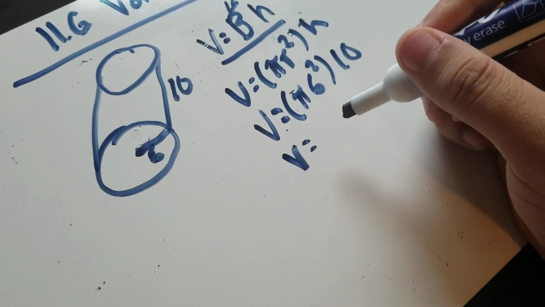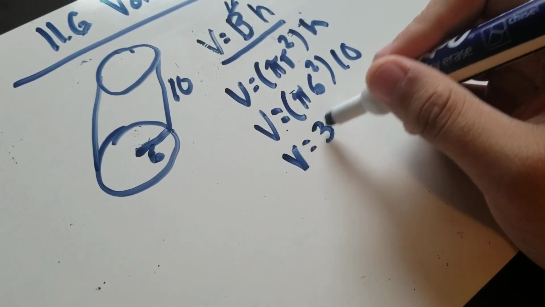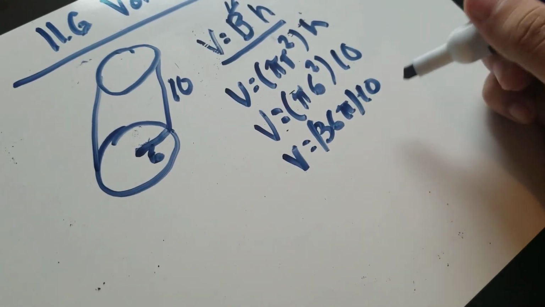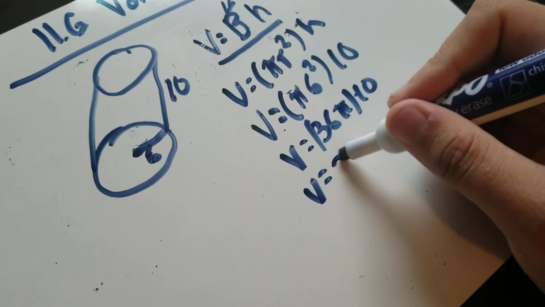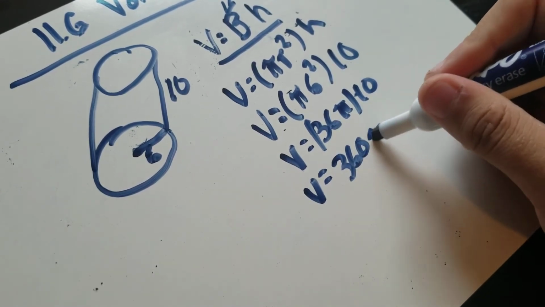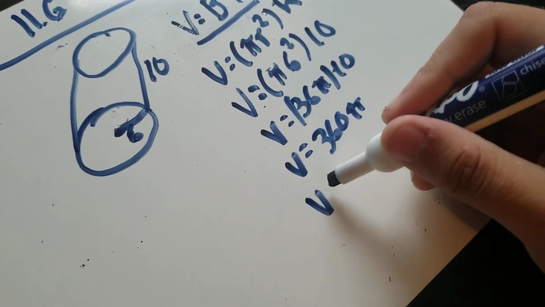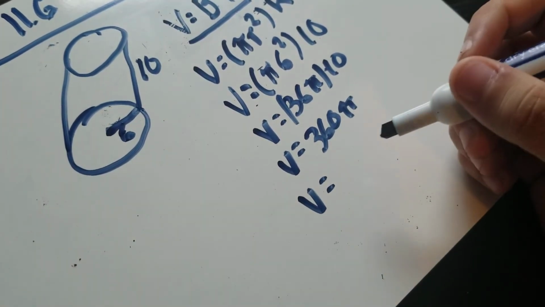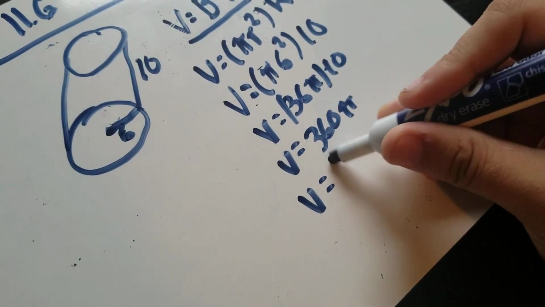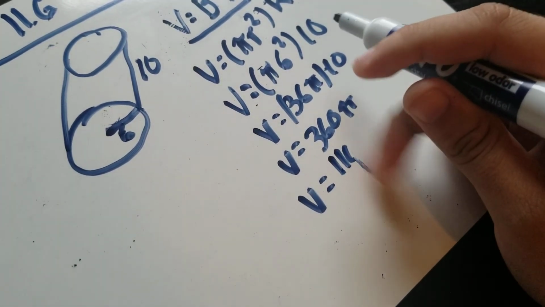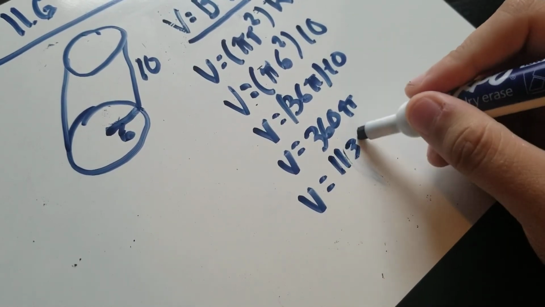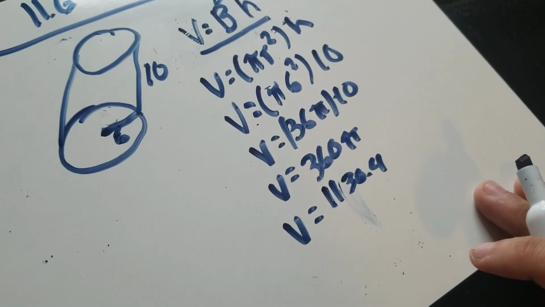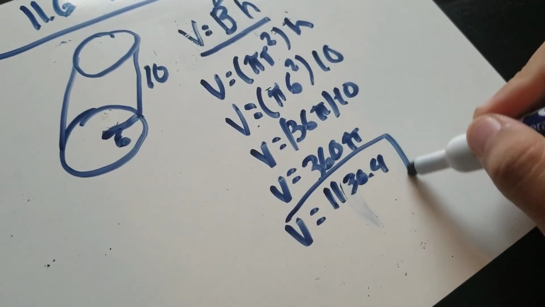So the volume: 36 pi. I found the area of the base is 36 pi, times 10. And then the volume is 360 pi. Now I could just type that into my calculator. The volume should be about 1130.4. Okay. So that's your volume for a cylinder, okay?